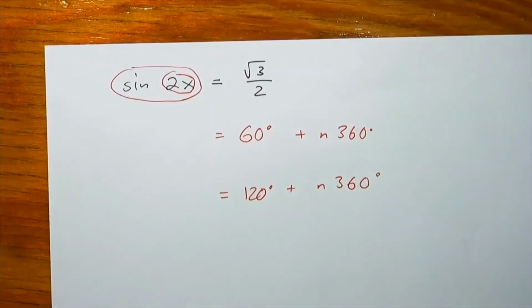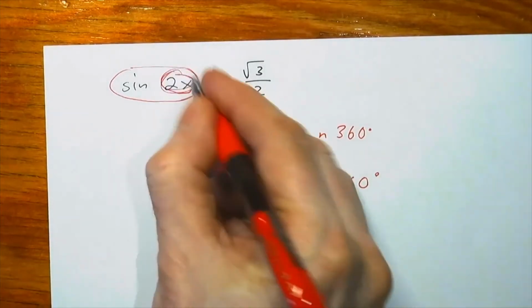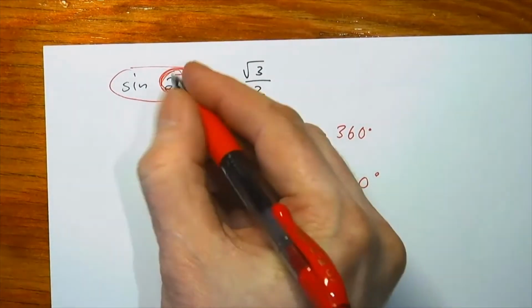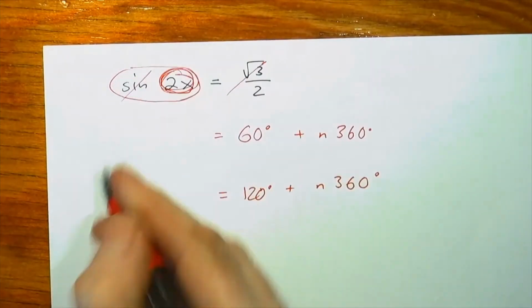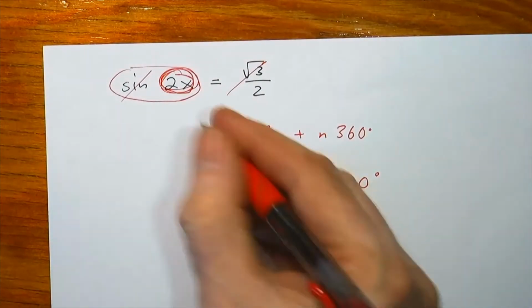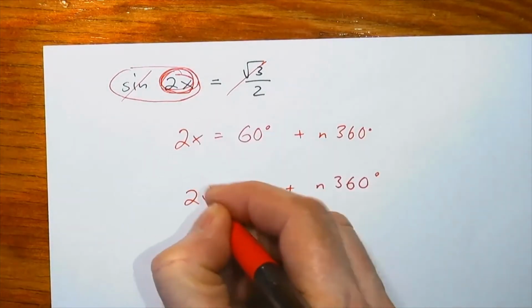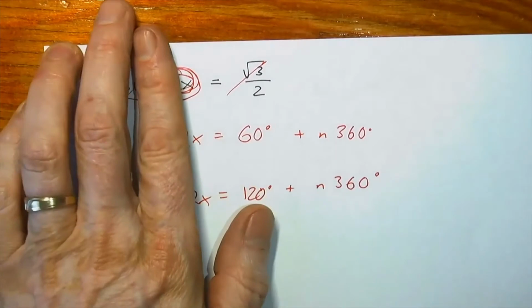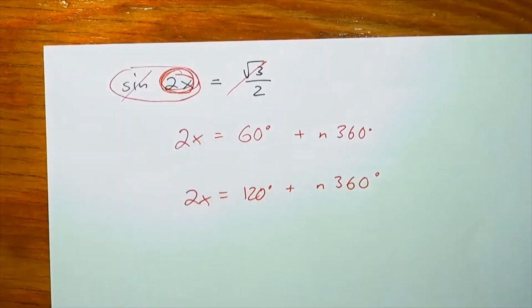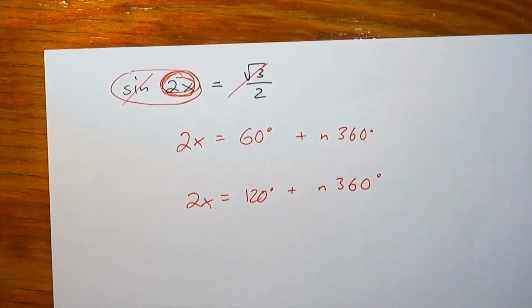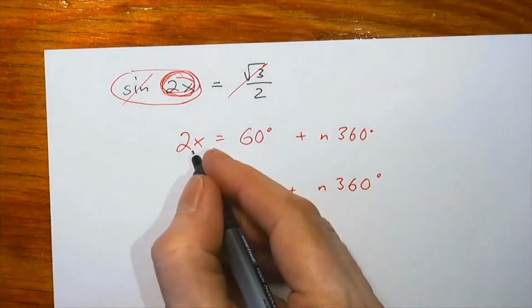You might think I'm done. But here's what's different. There's a 2x here. So I got to bring this down. I figured this thing out, right? What sine is radical 3/2? But you bring down this 2x. If the 2 weren't there, I would just go, yay, I'm done. But there's a 2. So I have this, solve for x. So you have to go, oh, okay.